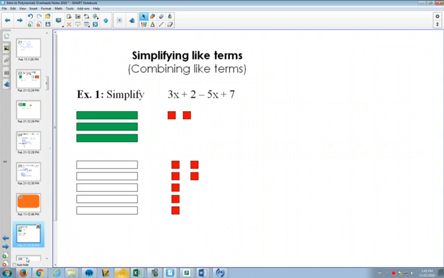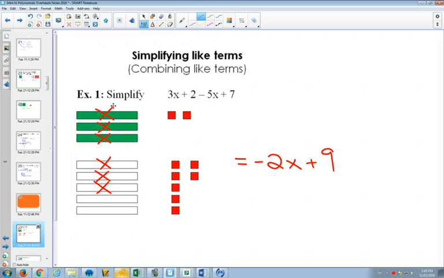So as we're looking at what does this mean with algebra tiles, we've got 3 solid x's and 5 negative x's, and then 2 solid ones here and another 7 solid ones there. Every time you have a positive and negative, what's going to happen? They're going to cancel each other out. So does it make sense that this positive x will cancel out with this negative x, this positive x would cancel out with this one, this positive x would cancel out with that one? And we're left with negative 2x and just 9.